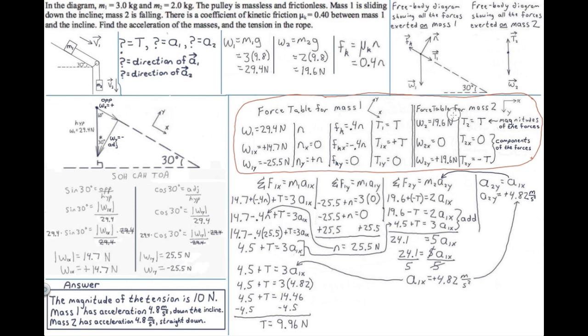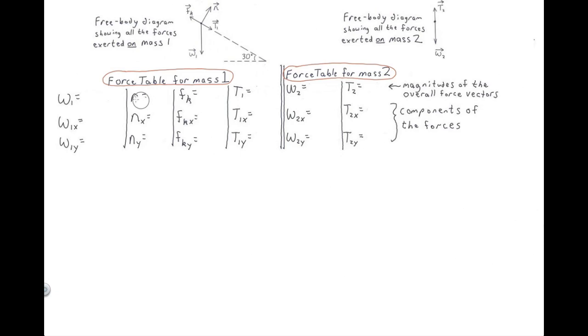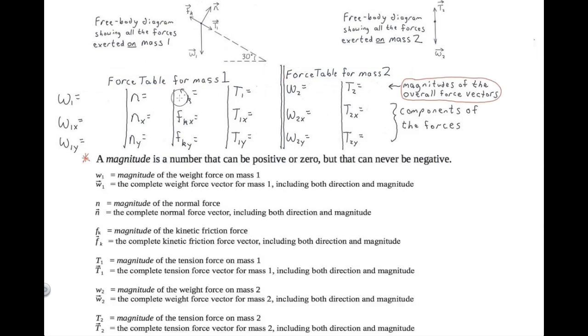The purpose of the force tables is to organize the data, which we will need to substitute into our Newton's second law equations. We need a force table for mass 1 and a force table for mass 2. The purpose of the first row of the force tables is to represent the magnitudes of the force vectors. You should know that a magnitude is a number that can be positive or 0, but that can never be negative. A vector symbol written with an arrow on top stands for the complete vector, including both direction and magnitude.